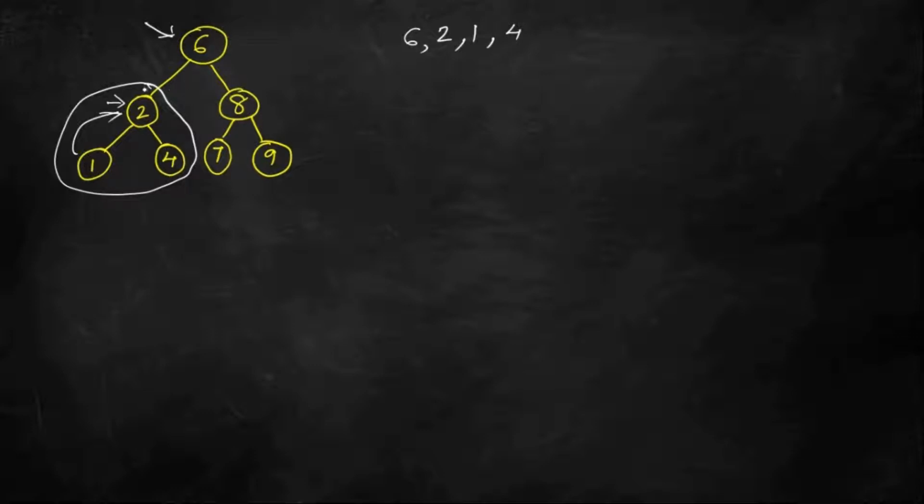So again from 2 it will go back to 6, and from 6 it will go to the right child. So here now the current is this, so we have to take 8, then it will again go to the left and then the right of 8. So here it will be 7 and then 9. Okay, so this will be my pre-order traversal, the string that will be formed, right?